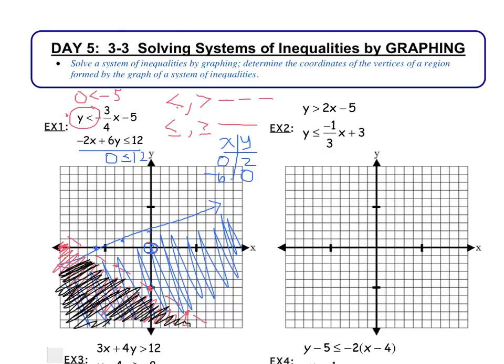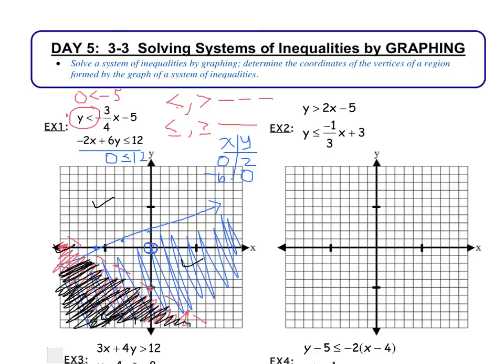This is the area in which points will work in both inequalities. Up here, none of the points will fit either inequality. In the red, it'll be true for the red one but not the blue. And here it'll be true for the blue but not the red. And then down here, where I shaded with the black, it'll be true for both. So that's the region that we are looking for.